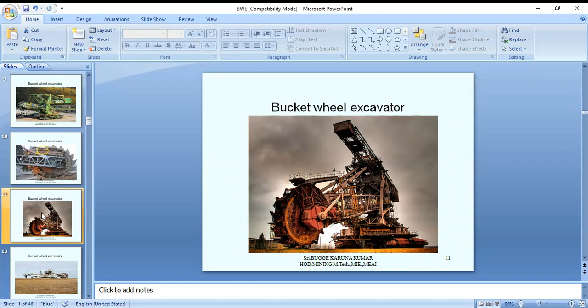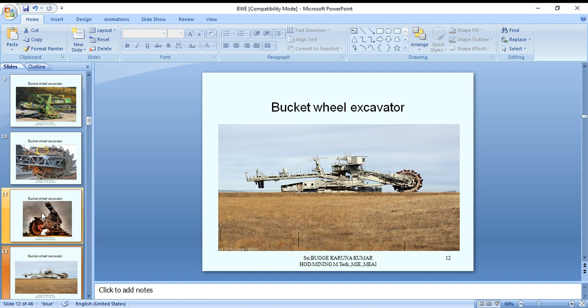So this is the close view of the bucket wheel excavator.